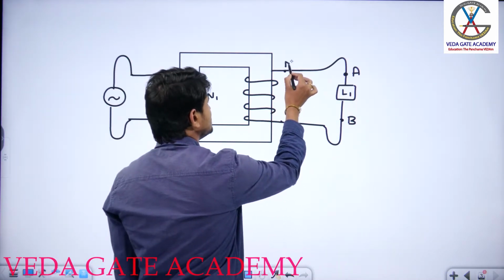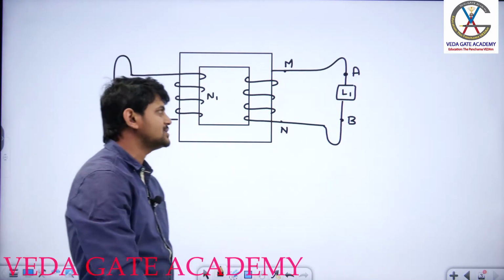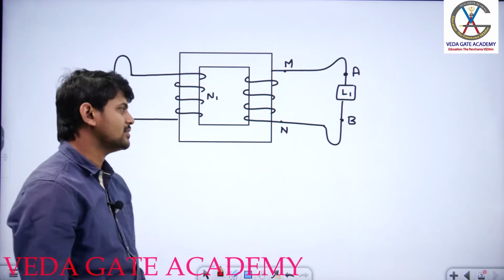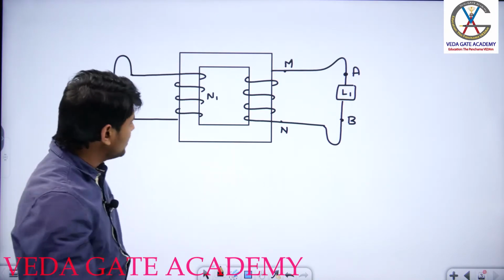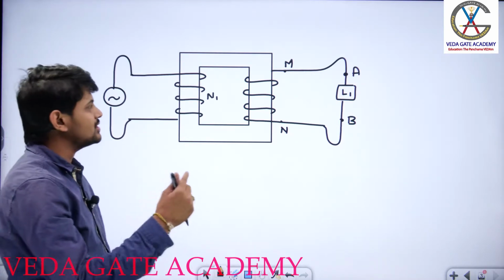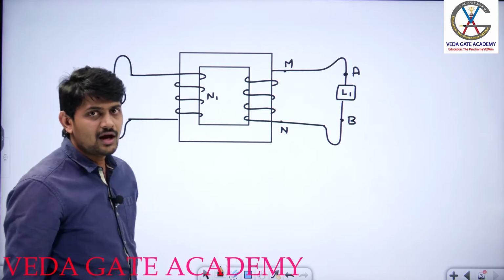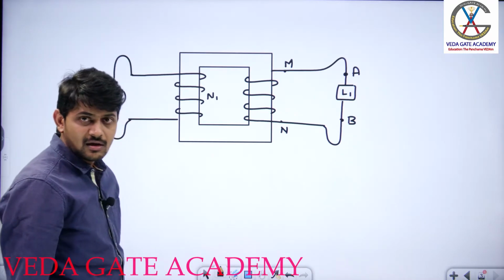Here, let us assume this is M and this is N. Can you tell me whether M is positive with respect to N or M is negative with respect to N? This is what they are asking in the previous GATE question. Now, if I am showing here, are you finding any difference in the winding? That means sense of winding, in the sense of how I have wound the winding on the secondary side and the primary side.